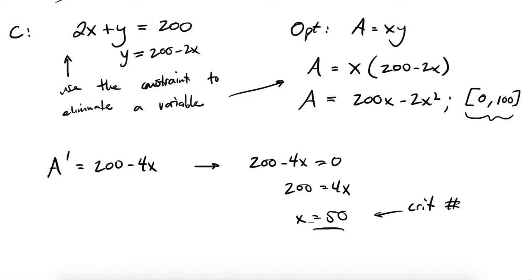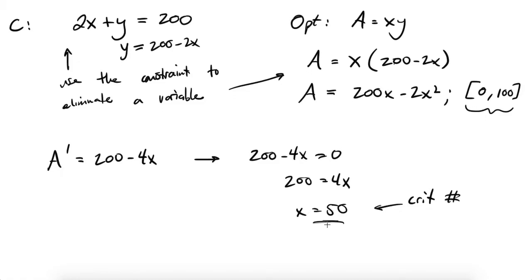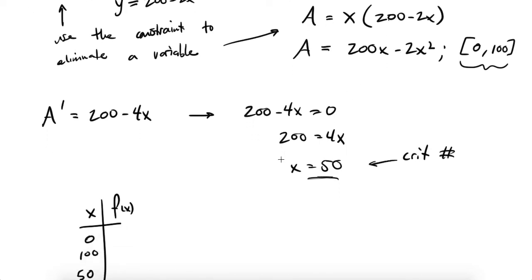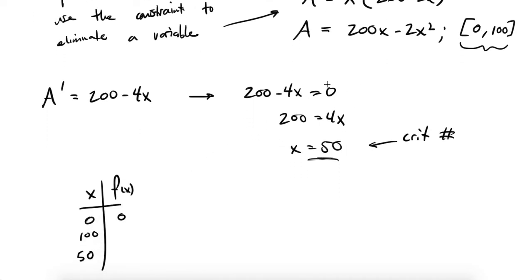So then the question is, which has the largest y values? The last step after you get your critical number and your endpoints is you plug them into your original function. So in this case, 0, 100, and 50. When I plug in 0, I get 0. When I plug in 100, 200 times 100, or 2 times 100 squared, those are going to be the same thing, right? So that's also 0, because common sense tells us if one of the dimensions is 0, you're going to get 0 anyway. So then the question is, what does 50 give us?